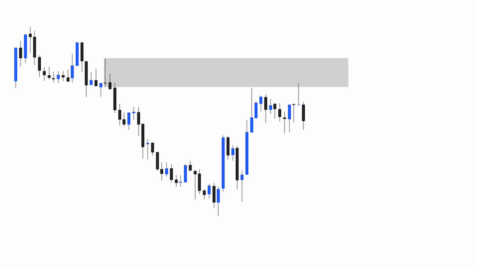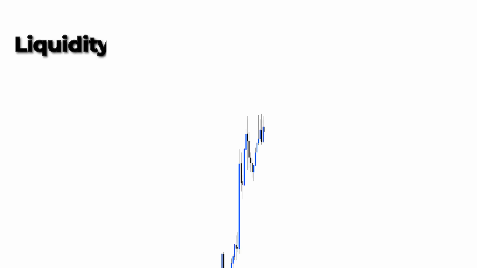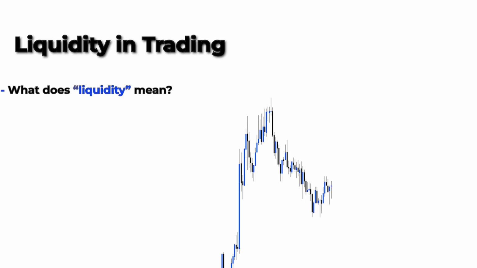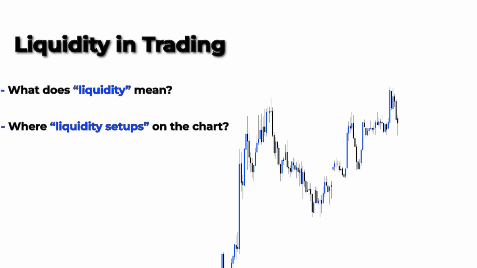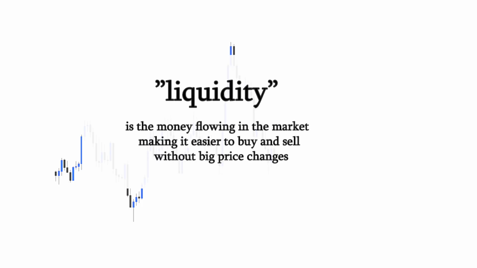When you know how institutions create these traps, you can avoid getting caught and even use them to enter high-probability trades with confidence. In this video, we'll explore liquidity, how it affects price movements, shapes market structure, and how you can use a strategy to spot and trade liquidity grabs effectively. Let's get started. Liquidity is the amount of money available in the market for buying and selling.